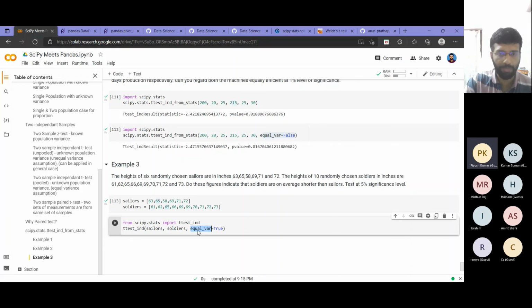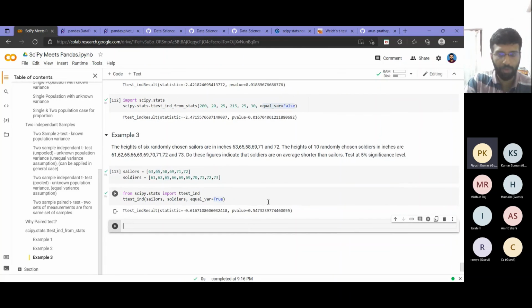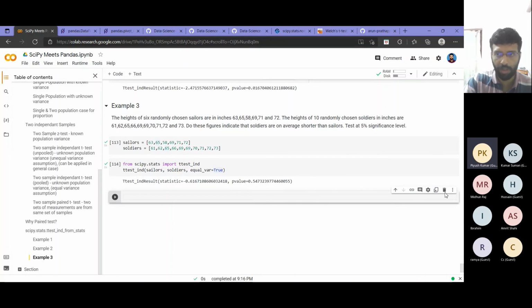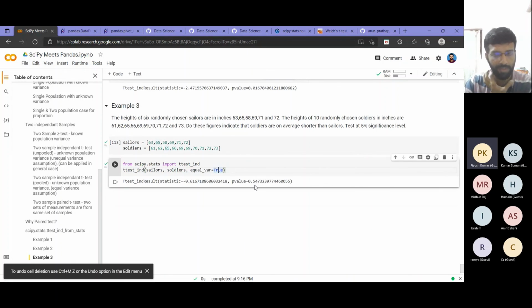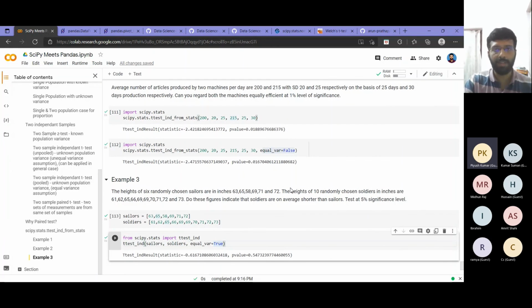And let's assume, since both belong to the population of humans only, I can assume that both variances are same. If I do that t-test, I will get p-value of 0.5, which is greater than 0.05, right? If I consider 5% significance level, I will fail to reject my null hypothesis. So I will have to assume that the heights of sailors and soldiers are more or less one and the same. So with that, I think we come to the end of this statistics using Python.